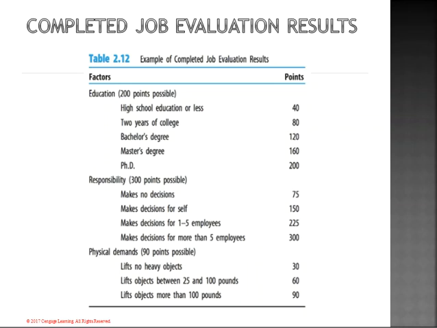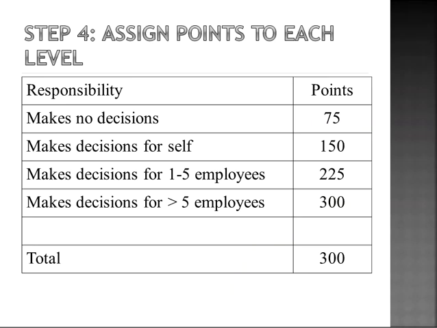Now, when we assign points to each level, we use these types of things here as we're assigning the points. Makes no decision, makes decisions for self, makes decisions for 1 to 5 employees, and so on and so forth. And so we'll do this for each of those levels, giving points divvied up for each category, for each level of that particular category. So assign points to each level within a factor.